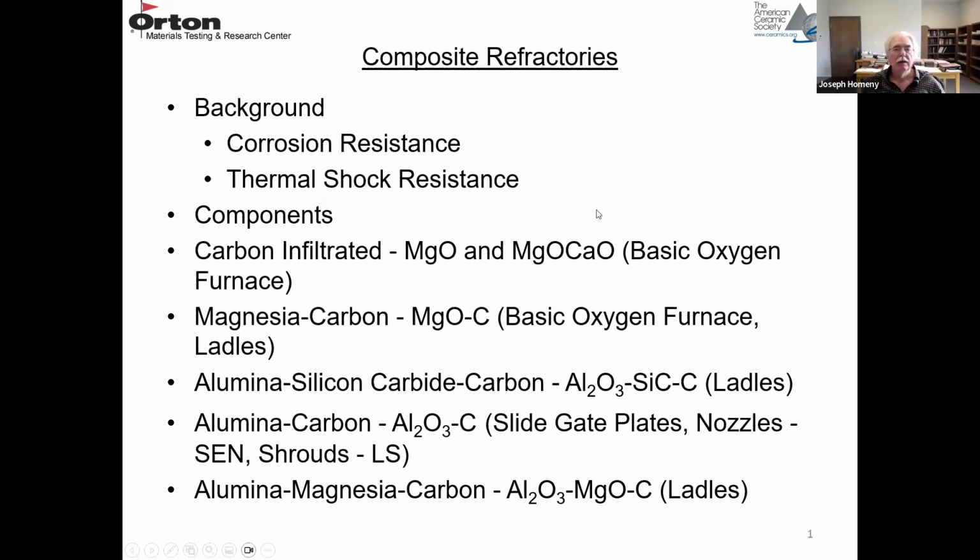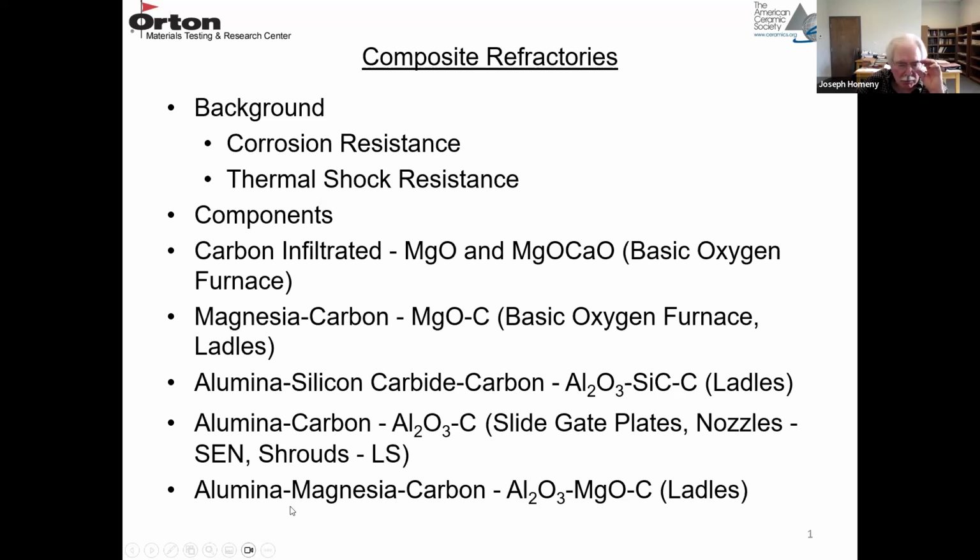Good morning. This week, both lectures are on composite refractories. This is the outline. So today we'll go over the background information. And I wanted to spend some time going over corrosion resistance and thermal shock resistance, some of the background theory, because that's what's important on the composite refractories. And we'll also this morning go over the components in these composites. And then on Wednesday, we'll go over these different systems.